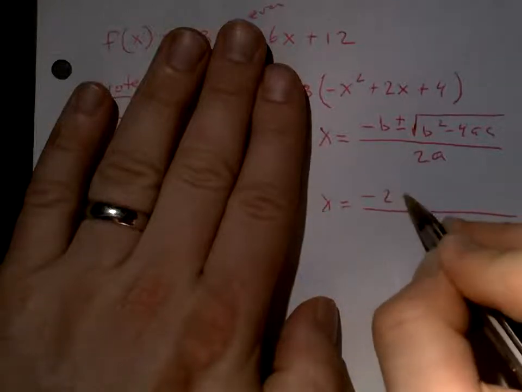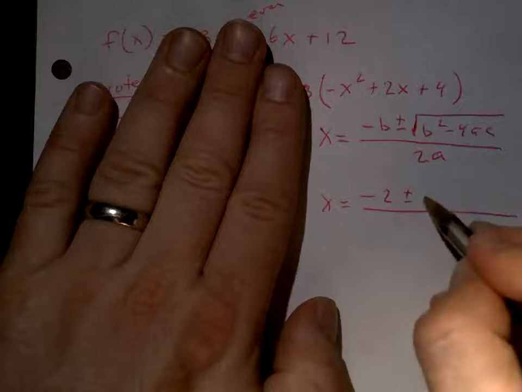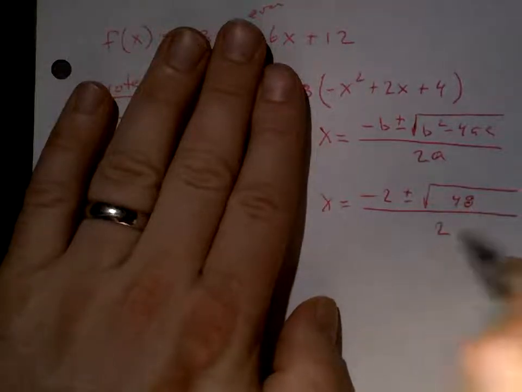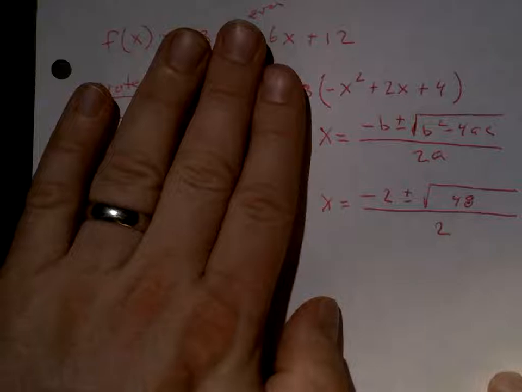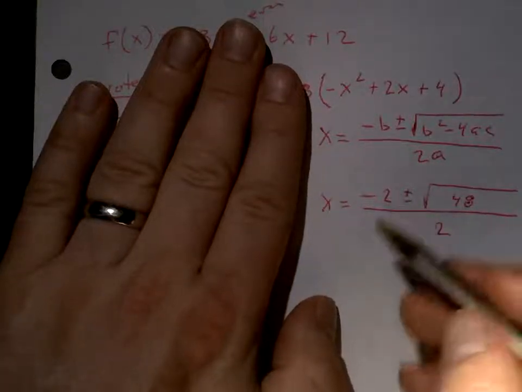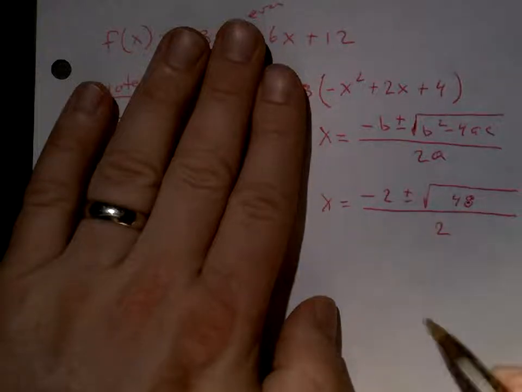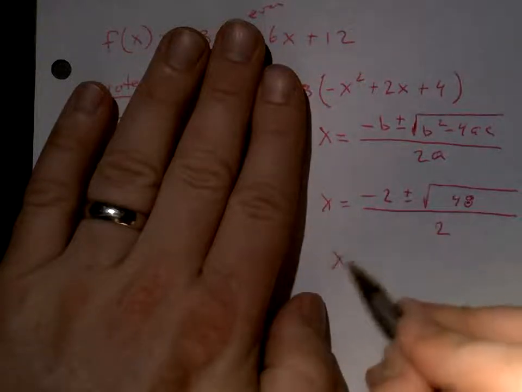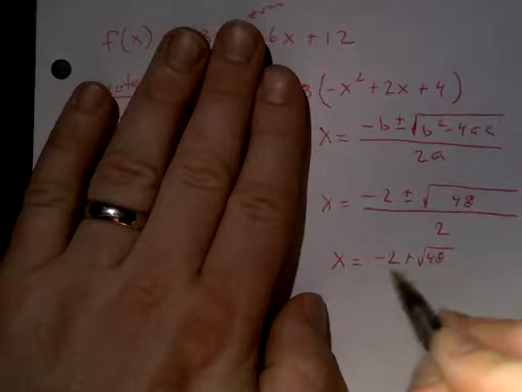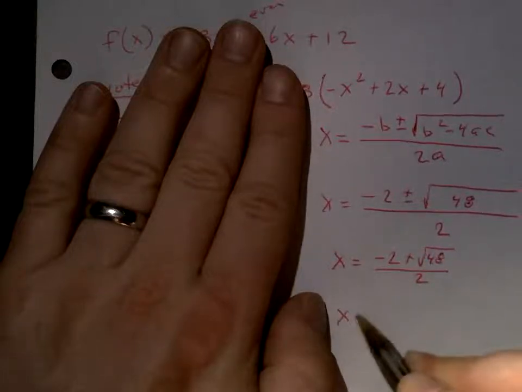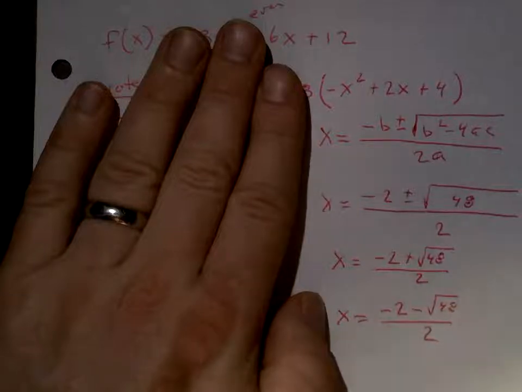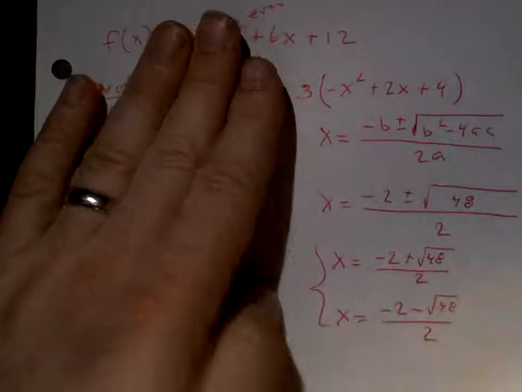So if you put the stuff back in, I'm going to do it fast for you. This should be 48 over 2. You can check my work at home and pause this video if you want to check that work and see if it's correct. That means you're going to have two answers. One of the answers is going to be this, 48 over 2, or negative 2 minus the square root of 48 over 2. So these are your two possible answers.